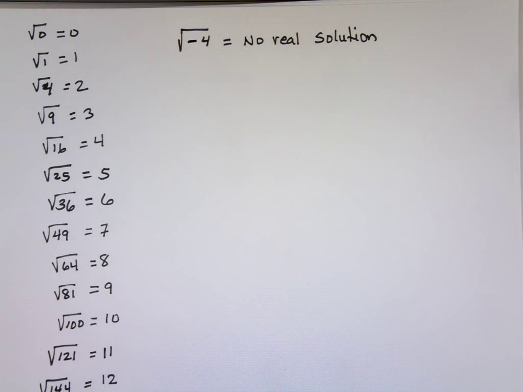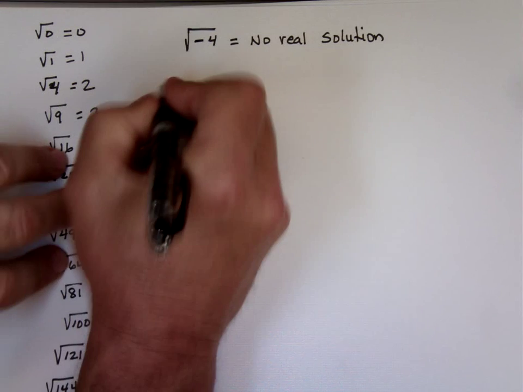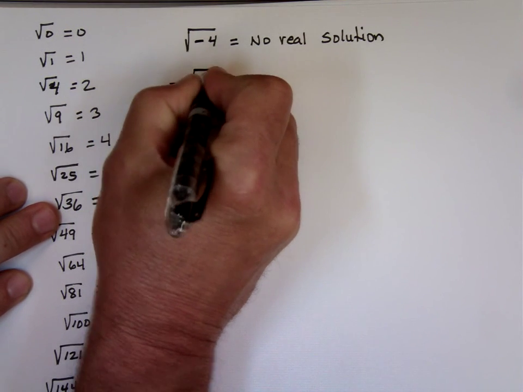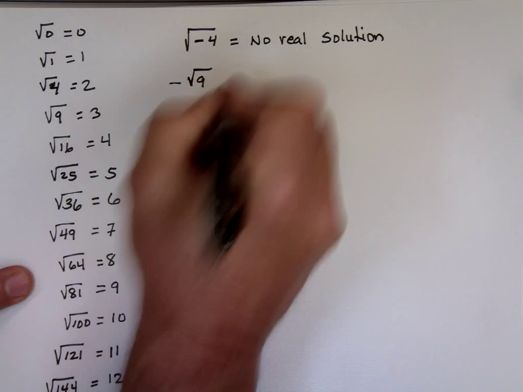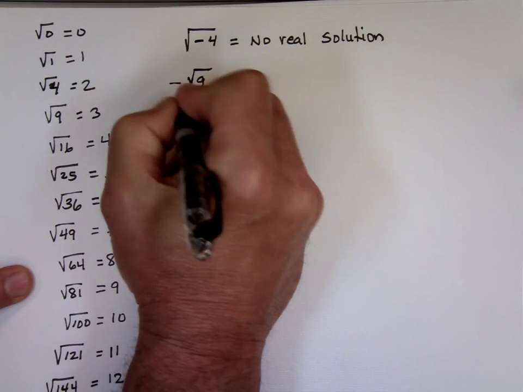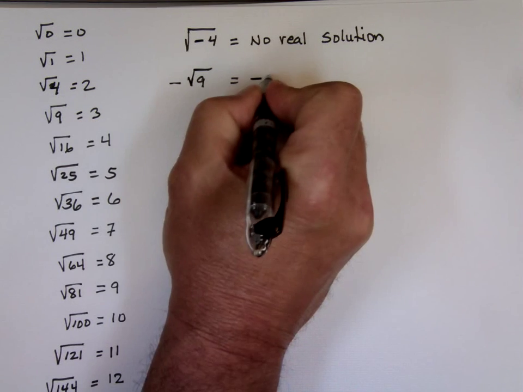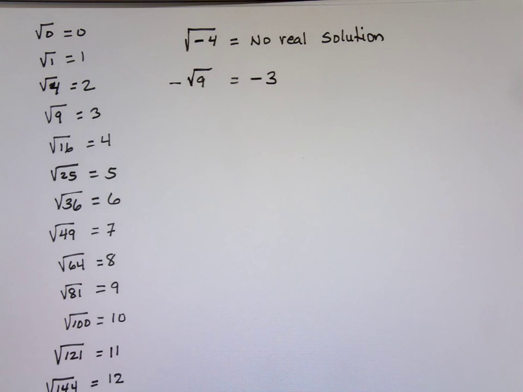I thought I had a basic calculator, but I don't have one here. What is minus the square root of 9? Notice the minus is outside the square root. So the minus is in the front, and what is the square root of 9? The square root of 9 is what? 3, so the result of this question is negative 3.